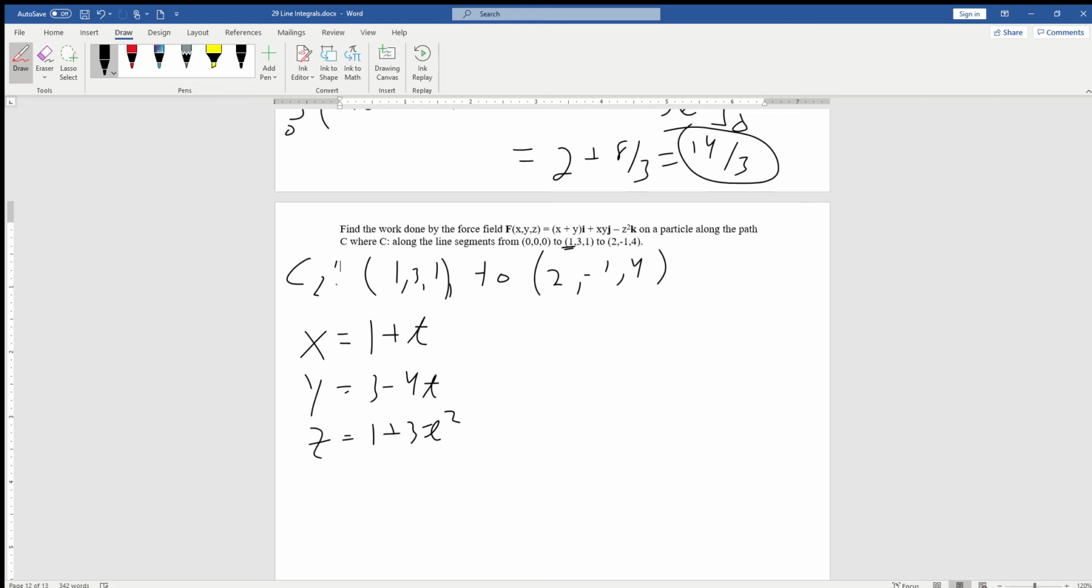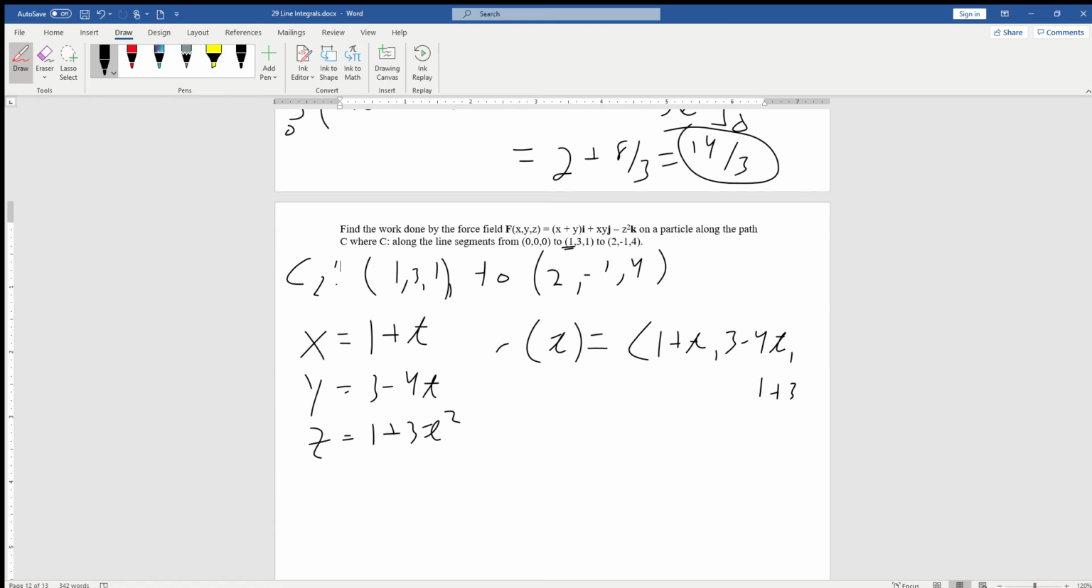All right, so our vector function r of t, the parameterization of the line segment, is going to be (1 plus t, 3 minus 4t, and then 1 plus 3t).